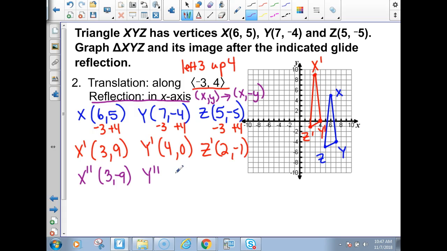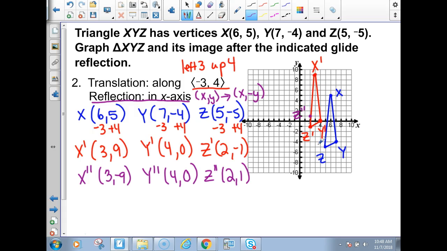Y double prime, I can't change the sign of 0. And z double prime is going to be at 2, positive 1. So you can think, well, I know how to reflect over the x-axis. I just count how far the points are below, and I move them the opposite direction above. So if z prime is below, then you go above 1. That's why it's at 2, 1.